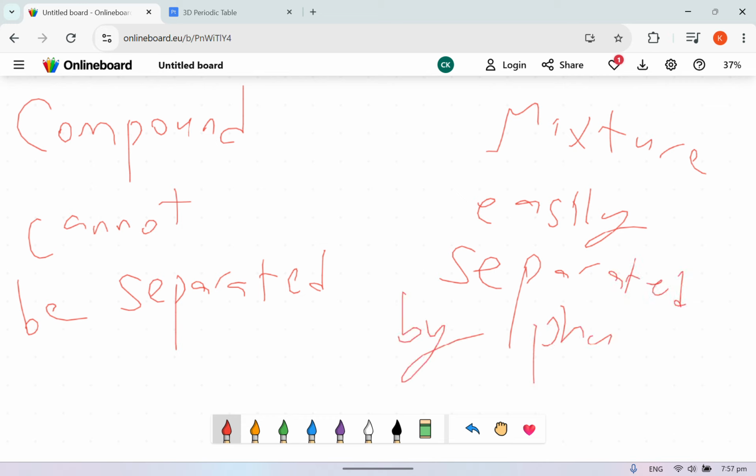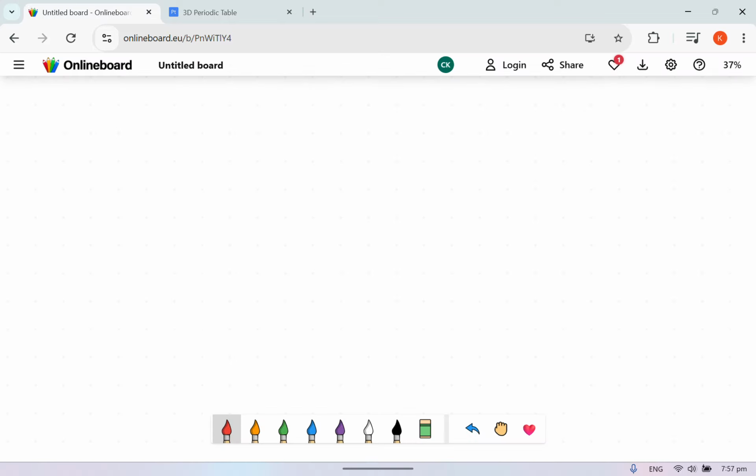And I'm pretty sure the last one, the most obvious one: for a compound, a chemical reaction is needed. For a mixture, no chemical reaction is needed. To make a compound, you actually need to have a chemical reaction. A mixture, you just throw a bunch of stuff inside and boom, you get a mixture. Not exactly throw a bunch of stuff inside, but it doesn't have to mix together chemically. So that's basically the difference between compound and mixture.